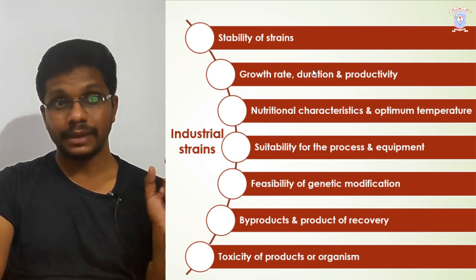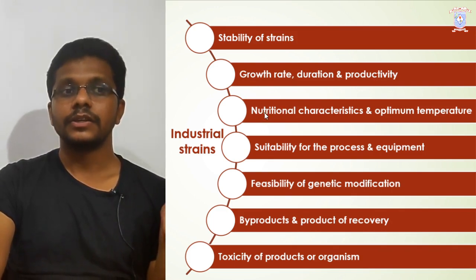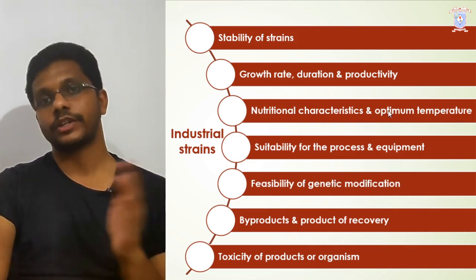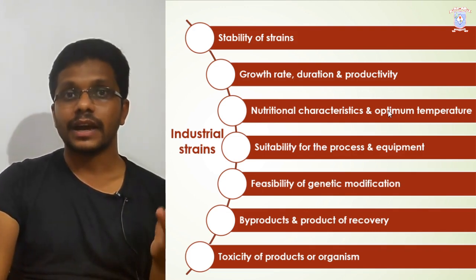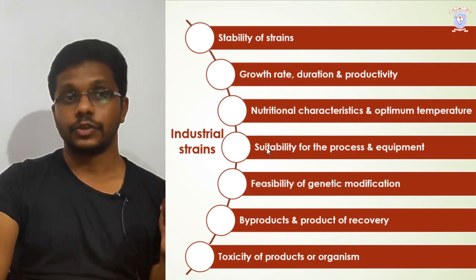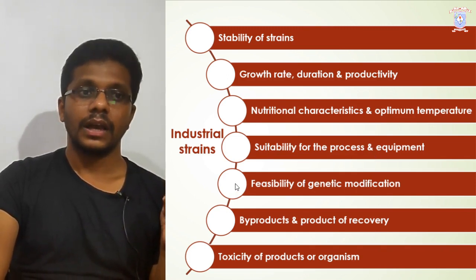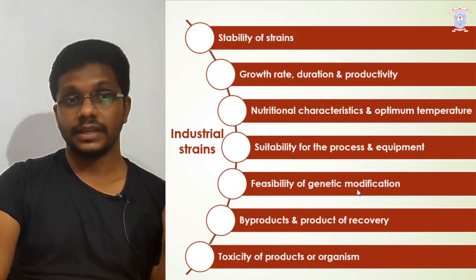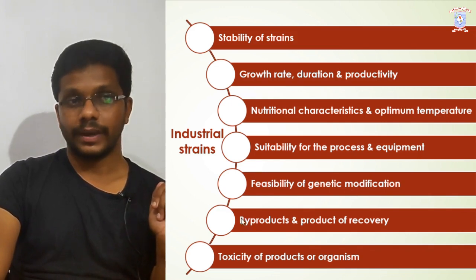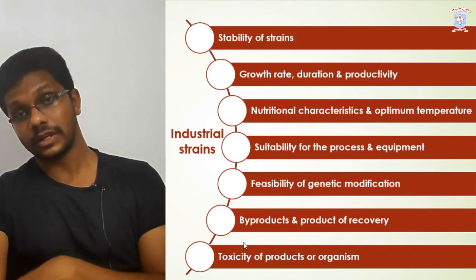Duration of fermentation should be minimal, and productivity should be maximum. And the ideal industrial strain should grow in cheap and easily available raw materials, and the optimum temperature should be between 40 to 60 degrees Celsius to avoid additional cooling cost. And the industrial strain should be suitable for the process we intend to use, and it should not react with the equipment. And feasibility of genetic modification should be there so that we can modify the organism for our use. It should not produce byproducts, and the product recovery should be easy. And finally, the product or the organism should not be toxic or pathogenic.